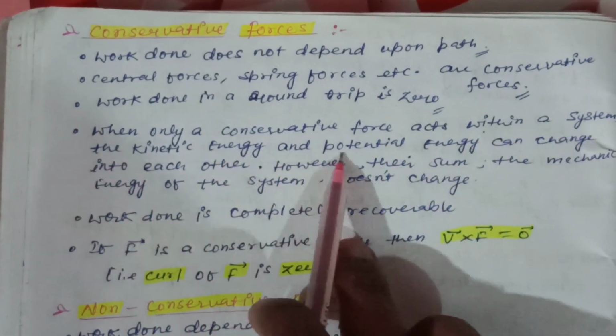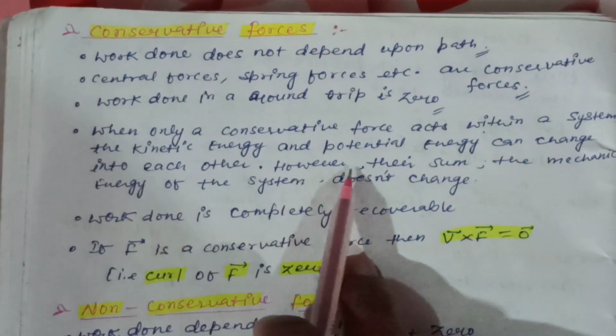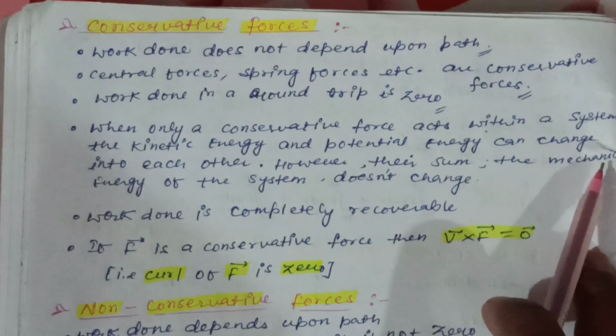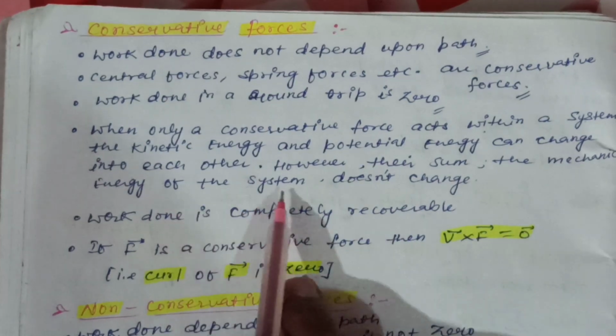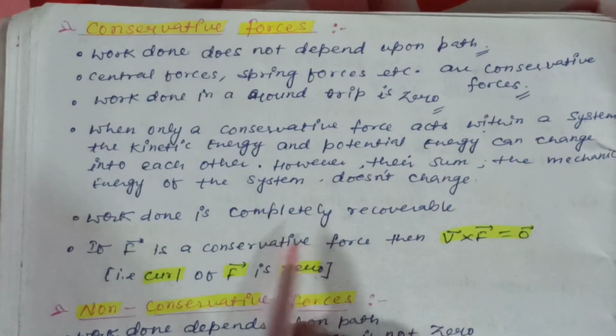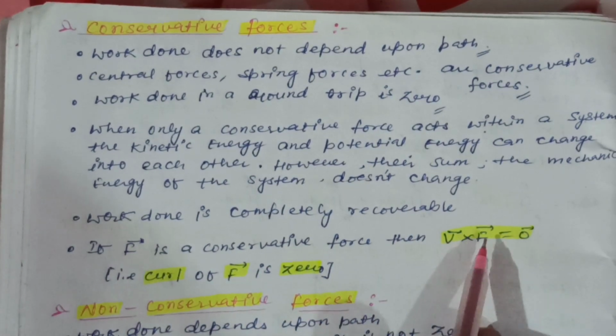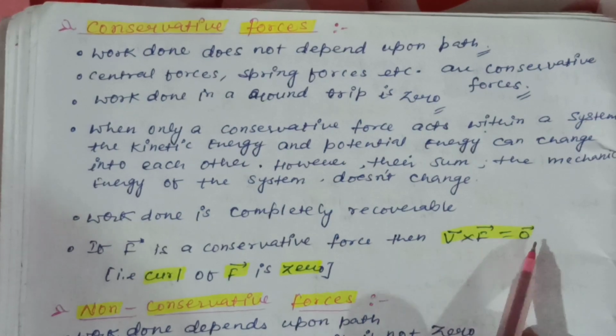The kinetic energy and potential energy can change into each other. However, their sum, the mechanical energy of the system, does not change. Work done is completely recoverable. If F is a conservative force, then curl of F is equal to 0.